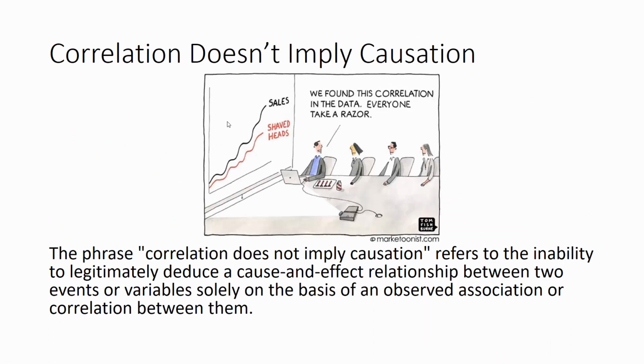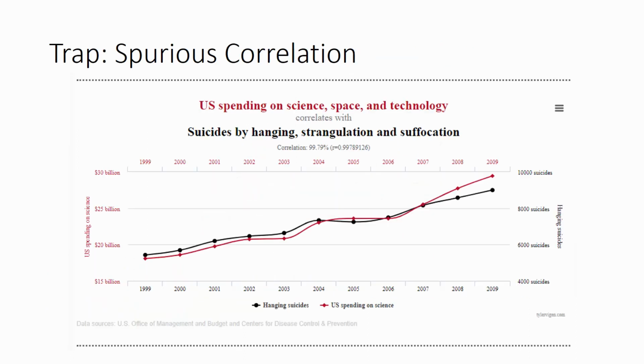Now, you must have heard of the phrase correlation does not imply causation. This refers to the inability to legitimately deduce a cause and effect relationship between two events or variables solely on the basis of an observed association or correlation between them. Just because sales of a product are increasing and shaved heads are also increasing does not mean shaving your head is causing the sales to go up, which means that correlation does not imply causation.